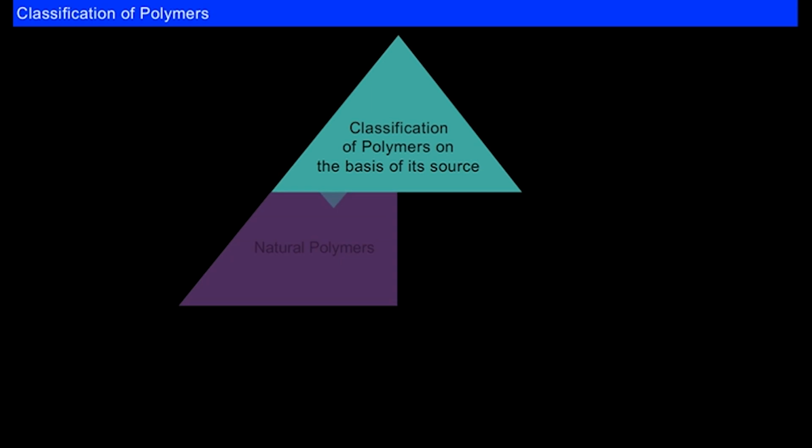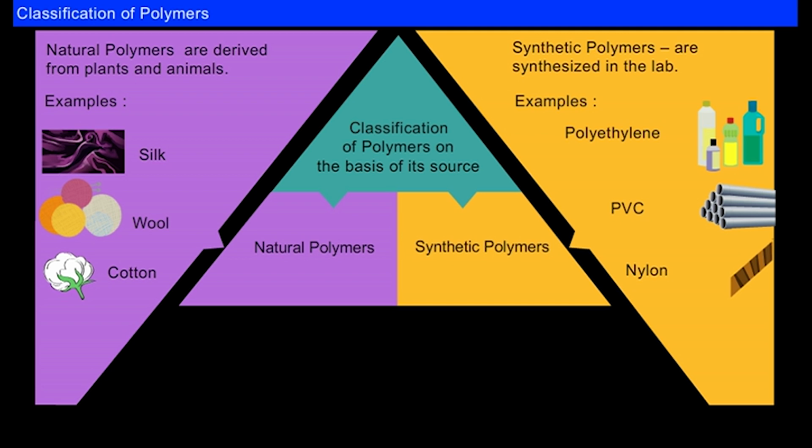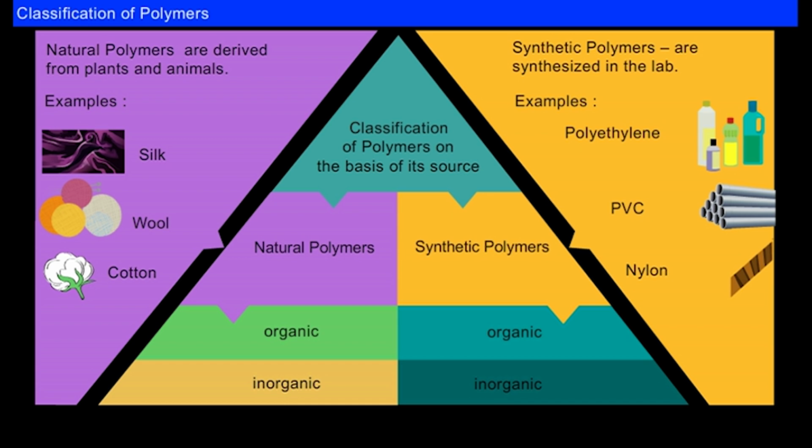The classification of polymers. Polymers are classified into natural and synthetic polymers based on their source. Each of its type is again divided into organic and inorganic. Polymers are also classified on the basis of types of monomers. Similar monomers combine forming homopolymer. Different monomers combine forming copolymer.